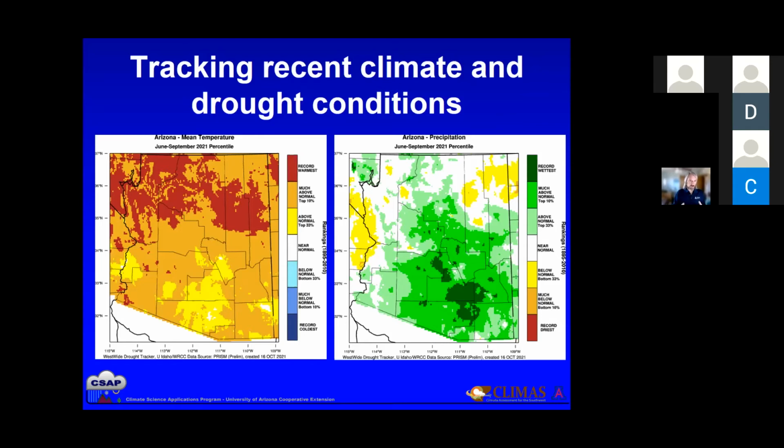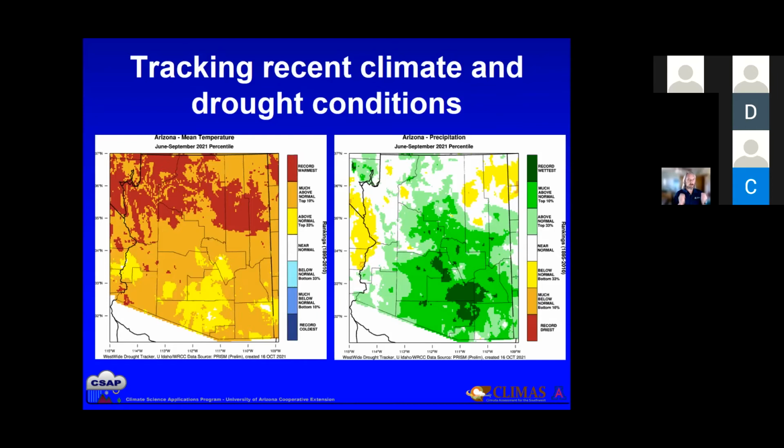But then we can also keep track of what's going on in the more recent past, say the last month, the last couple of months, and even the last several years. So that'll give us some context for, was last month wetter than average? Was it warmer than average? So on and so forth. And this particular tool is from the West Wide Drought Tracker.